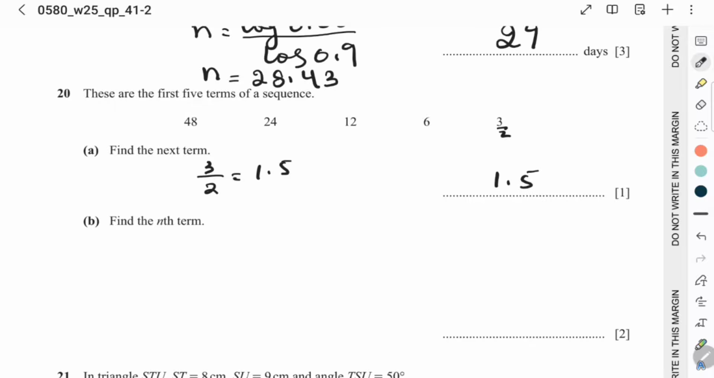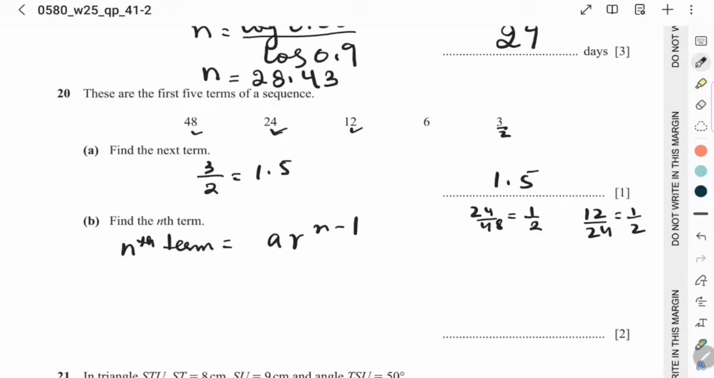Alright, so find the nth term. So the geometric sequence nth term formula is a r to the n minus 1. A is the first term in the sequence, but what is r? R is the second term divided by the first, third divided by the second. It should be a constant number. So 24 divided by 48 is half, is 1 upon 2. Then you try 12 divided by 24, which is also half. 6 divided by 12, which is also half. So half is the value of r. R is equal to half here, and a is equal to the first term, 48.